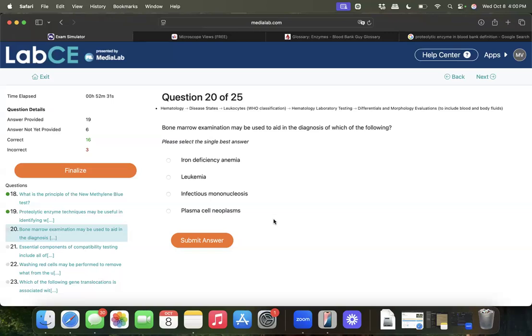Same thing with mono. Swab me and see if I have mono. Give me a CBC and see what my lymphocytes look like. So I wouldn't do a bone marrow for iron deficiency anemia or mononucleosis. Now we're in between leukemia and plasma cell neoplasms. All right, we're getting a lot of C's. I mean, sorry, B and D. Which one do we think? B for leukemia or D for plasma cell neoplasms? B. All right, let's go for it.